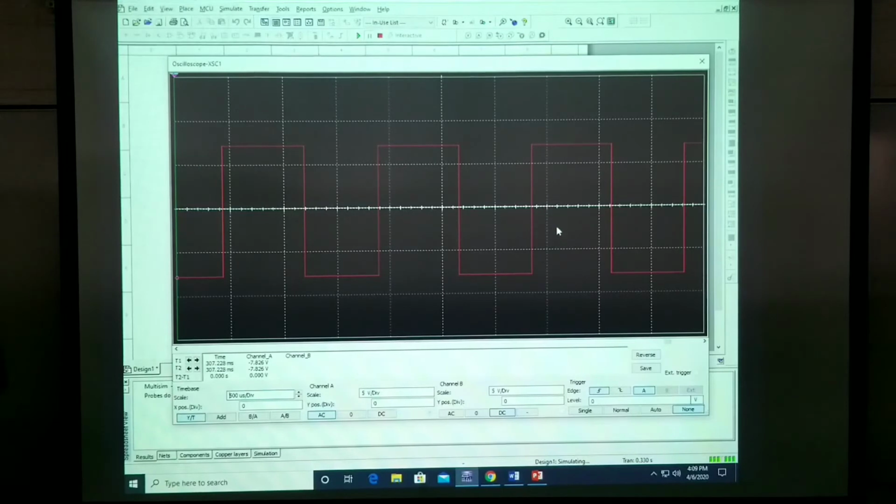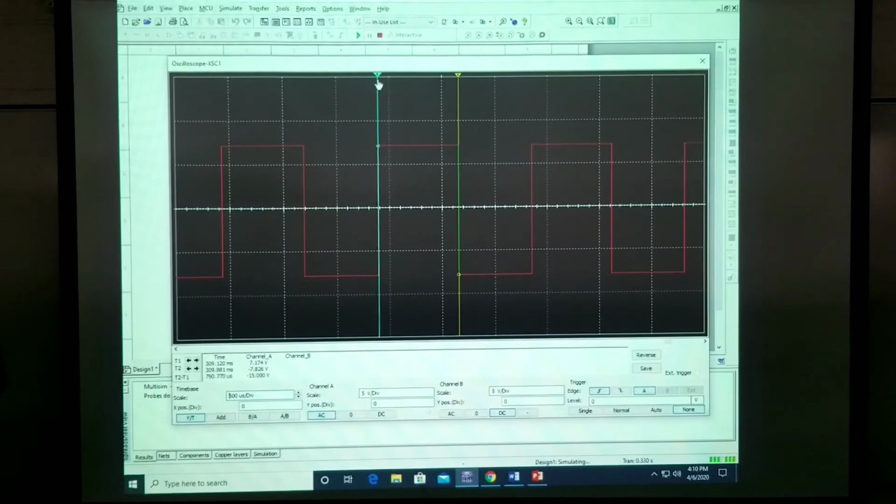To determine the D measurement, we have to figure out what percentage of this wave is up. That will give us our duty cycle. So we can use these measurement tools as well.